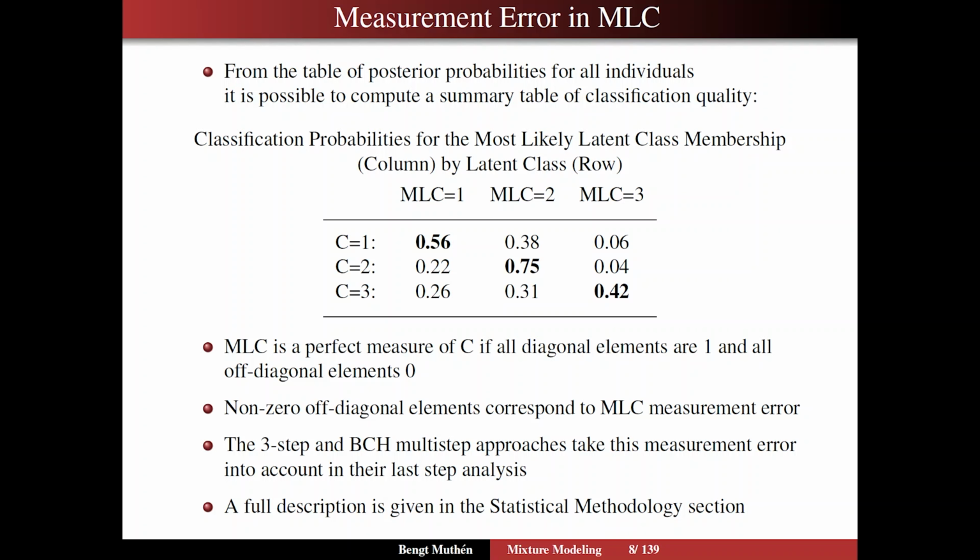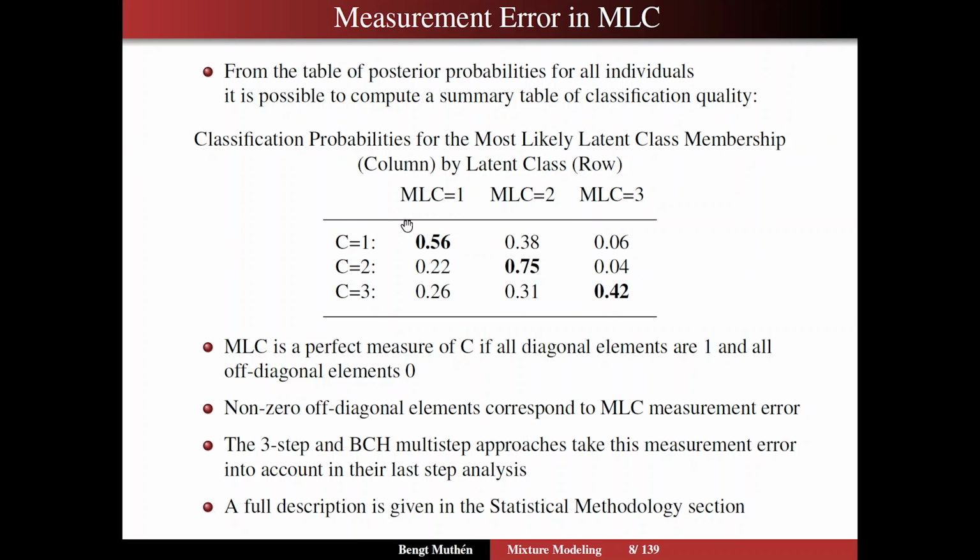On slide 8, let's take a closer look at the measurement error in this MLC, most likely class variable. And I claim here that from the table of posterior probabilities for all individuals, it is possible to compute a summary table of classification quality. We're going to show this summary table for the example of the 6 individuals on the previous slide, but in real data you will get it for your whole sample of people in your data.